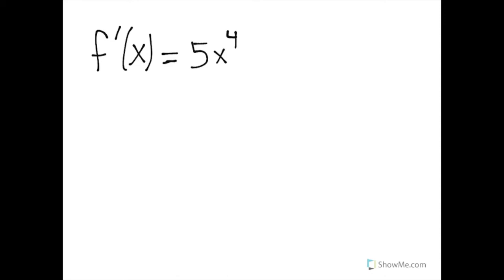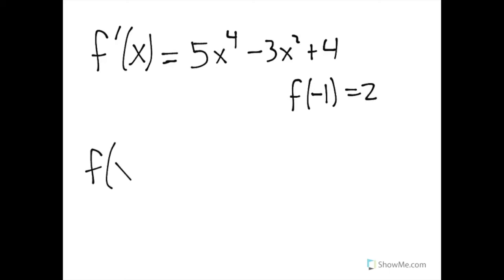And so an initial condition says we actually know a value of x and y in our original function. So let's say we have something like this: 5x to the 4th minus 3x squared plus 4. And what we know is that f of -1 is equal to 2. f of negative 1 is equal to 2. So let's go ahead and treat this just like we would before. Find f of x in general. Find the antiderivative. Let's walk through the same steps we had earlier.